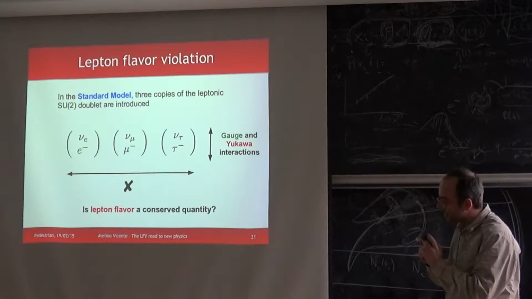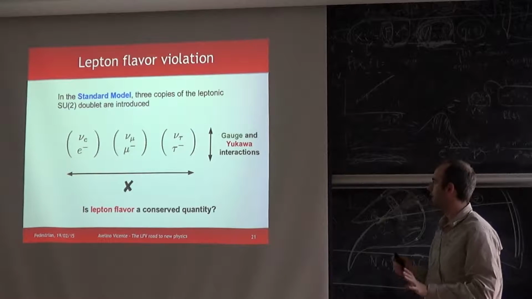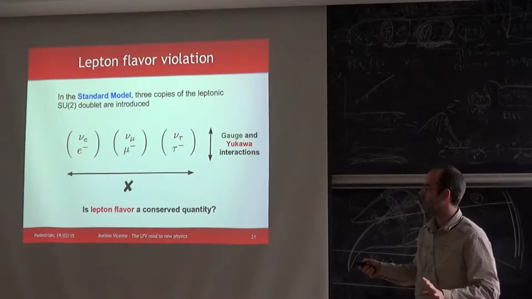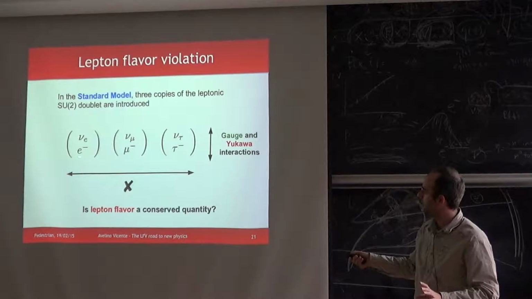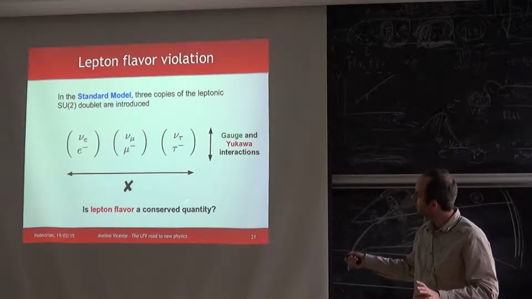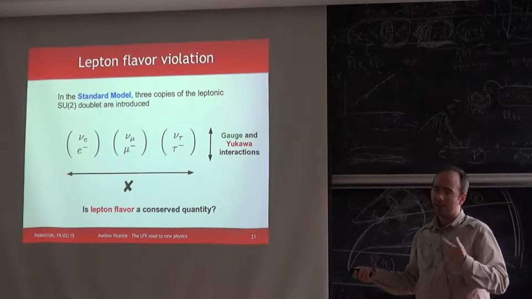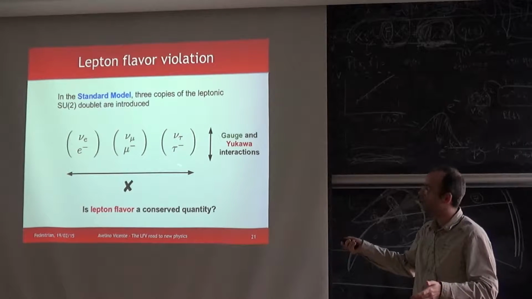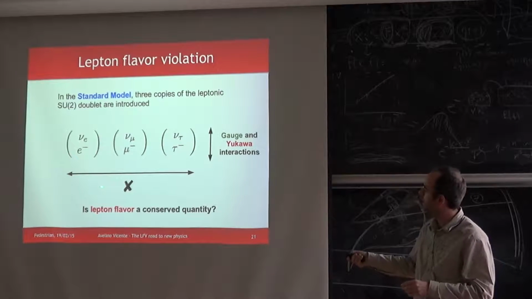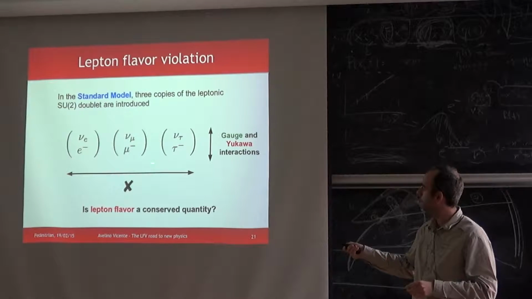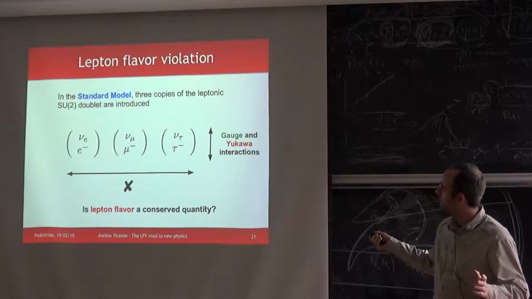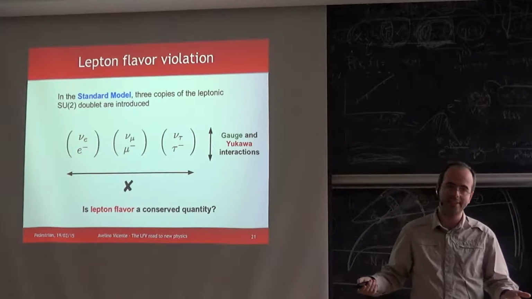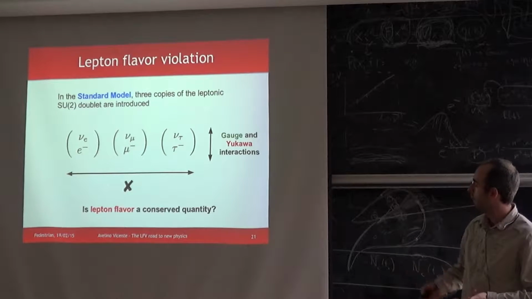And in the standard model, there is nothing connecting particles which are in different copies. So there are no interactions between these and these, or these and these. This allows us to define something like flavor, which is belonging to this, or to that. You call these electron flavor, muon flavor, and tau flavor. And the question is, is lepton flavor a conserved quantity? Is there any process in nature that changes from one to the other?